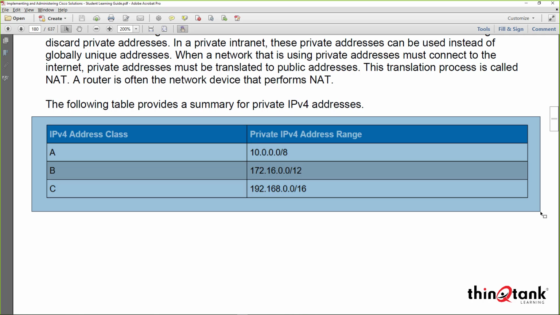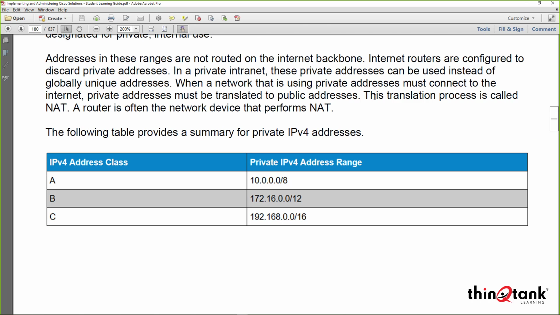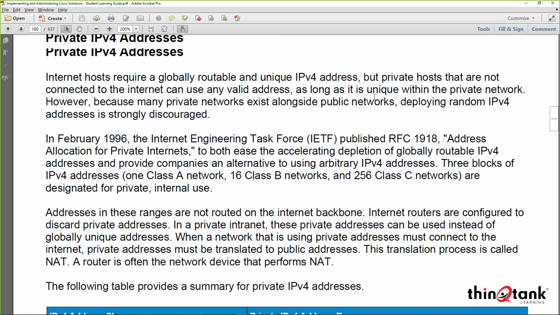It's not that these addresses are treated differently. These particular blocks of addresses work just like any other address that you use. The only difference is these blocks of addresses are not routed on the internet. So if you want to go to the internet using these address spaces, you would have to do some sort of network address translation. All right?